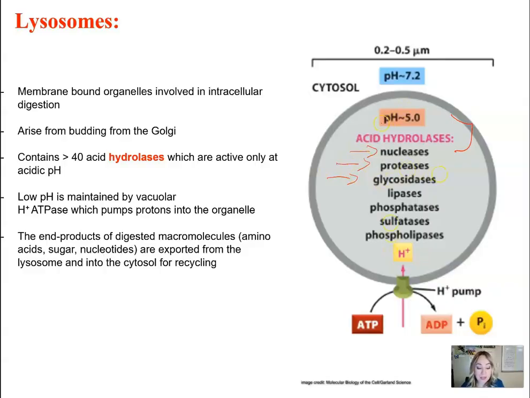The pH is typically lower inside the lysosomes, and this low pH is maintained by this hydrogen pump. This is an active transport where they hydrolyze ATP and they can move hydrogen into the inside of the lysosome to maintain that low pH level. You can see the cytosol typically will have this neutral pH level here.